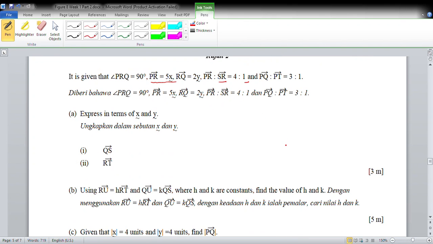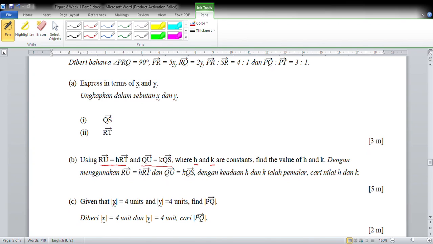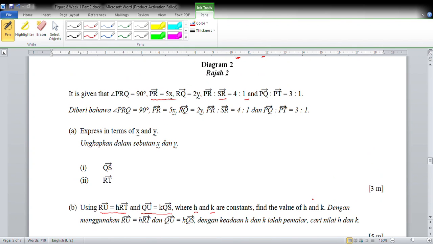And then second part, this time they give you RU equals HRT and QU equals KQS, and we are supposed to find the constants. So again, we are using parallel vectors here. And then part C is similar to question 4 part C, which is asking you to find the length of a particular vector. Right, okay, let's try to solve this now.